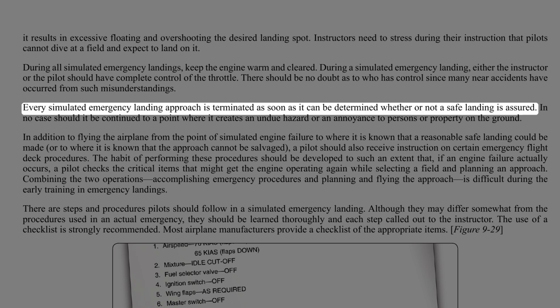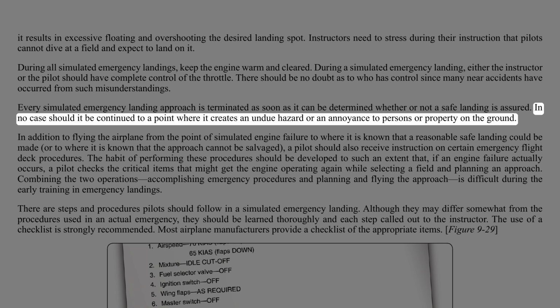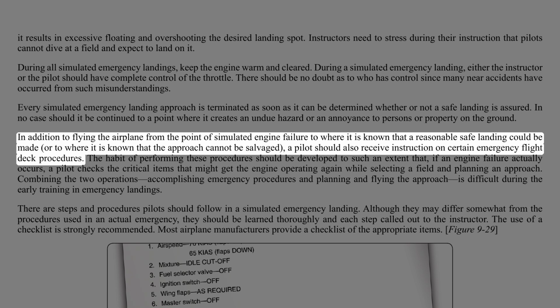Every simulated emergency landing approach is terminated as soon as it can be determined whether or not a safe landing is assured. In no case should it be continued to a point where it creates an undue hazard or an annoyance to persons or property on the ground. In addition to flying the airplane from the point of simulated engine failure to where it is known that a reasonable safe landing could be made, or to where it is known that the approach cannot be salvaged, a pilot should also receive instruction on certain emergency flight deck procedures.